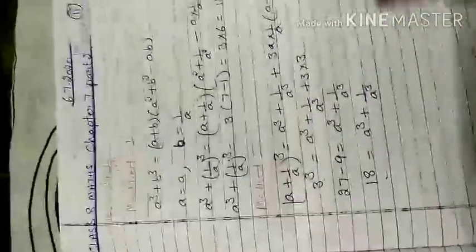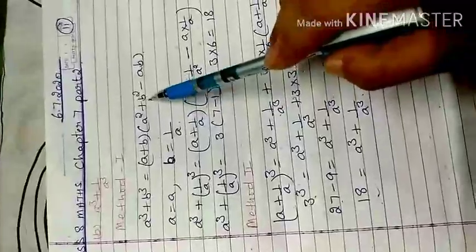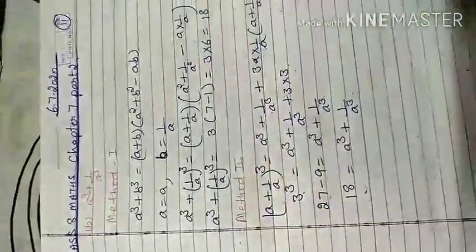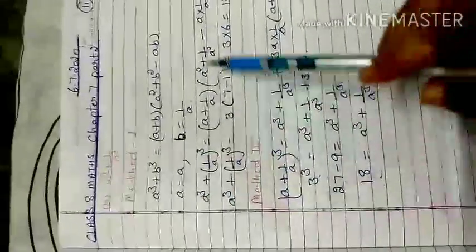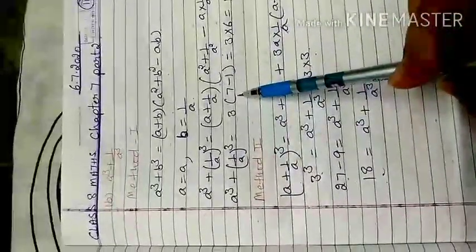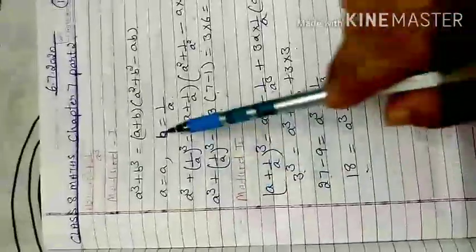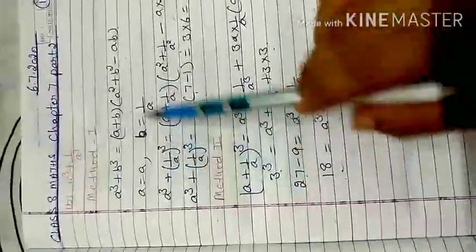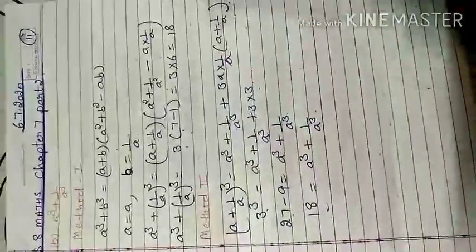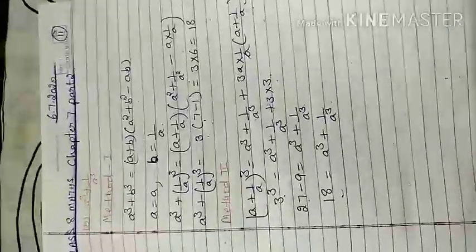Another method is that if you apply the formula a cube plus b cube, that is (a plus b) into (a square plus b square minus ab). In my first part I also found a square plus 1 by a square value, that is 7, and a plus 1 by a value is 3. Then we just replace the values, where b value is 1 by a, so I can easily get 18. So it's up to you which formula is easier for you to apply to calculate the values.